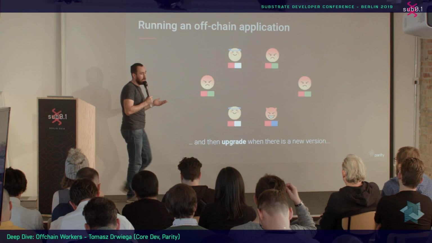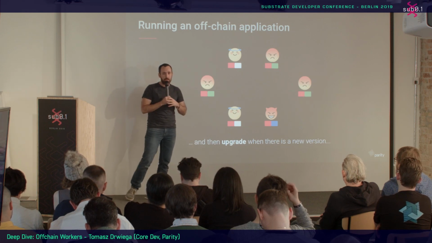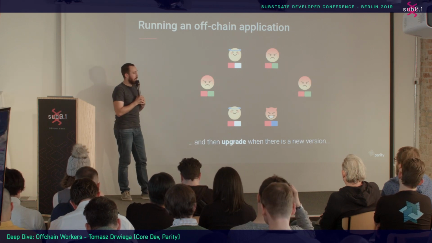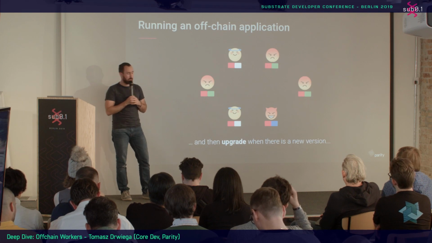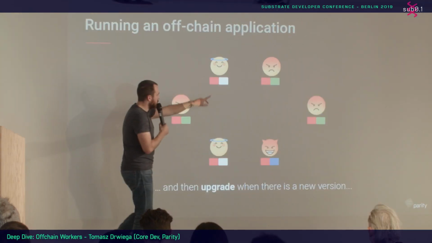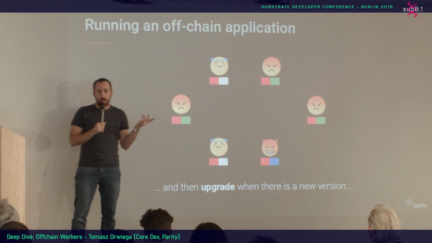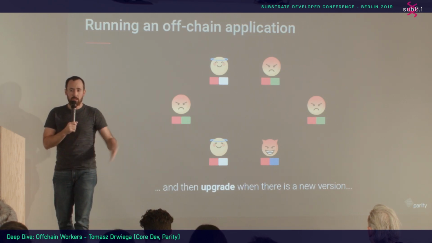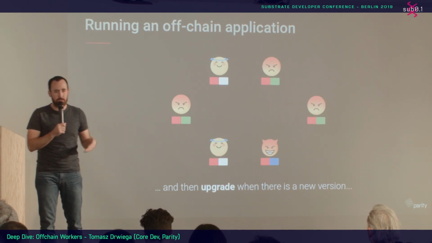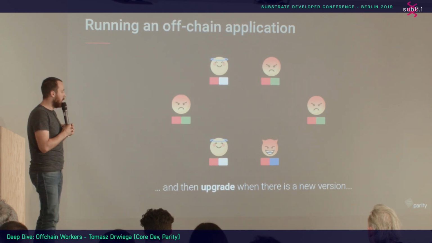If the format is changed or you have just found a bug in your off-chain application and you would like everyone to be running the newer version. So as you can see, these guys are not happy because they are not running the correct off-chain worker code. So for instance, they are missing some rewards from this scheme that you have set up.